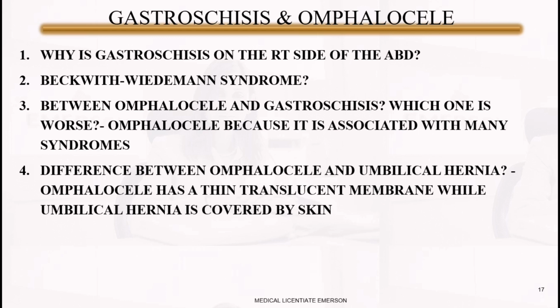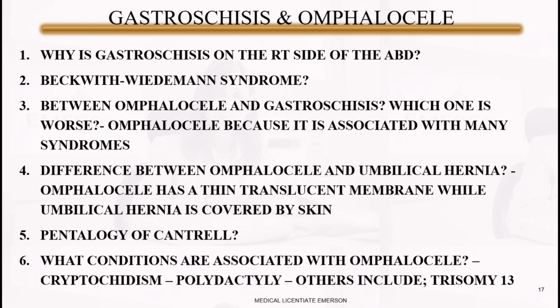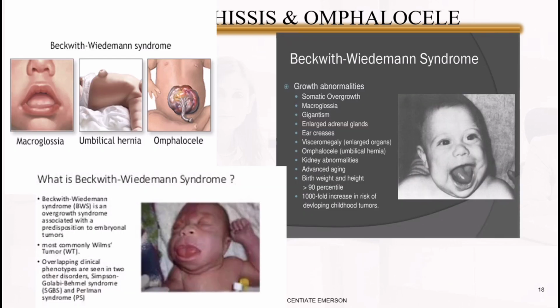Then what is the difference between omphalocele and umbilical hernia? So omphalocele has a thin translucent membrane, whilst umbilical hernia is covered by skin. That's one of the differences between omphalocele and umbilical hernia. Then pentalogy of Cantrell, we need to know what it is, most likely. Then the other question is, what conditions are associated with omphalocele? So we have cryptorchidism, polydactyly, then other things include trisomy 13.